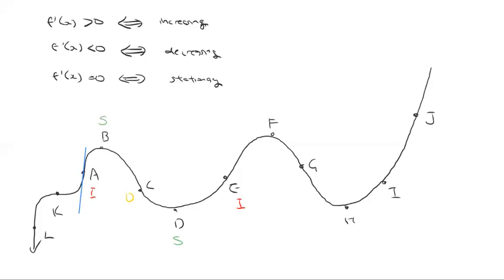G. Decreasing. H. Stationary. I. Increasing. J. Increasing. K. Stationary. L. Decreasing. Well, think about it. If you're drawing the tangent, is it sloping up or down? Sloping up, increasing. Right. So these are all increasing, and all your decreasing ones are here, and all your stationary ones are here.